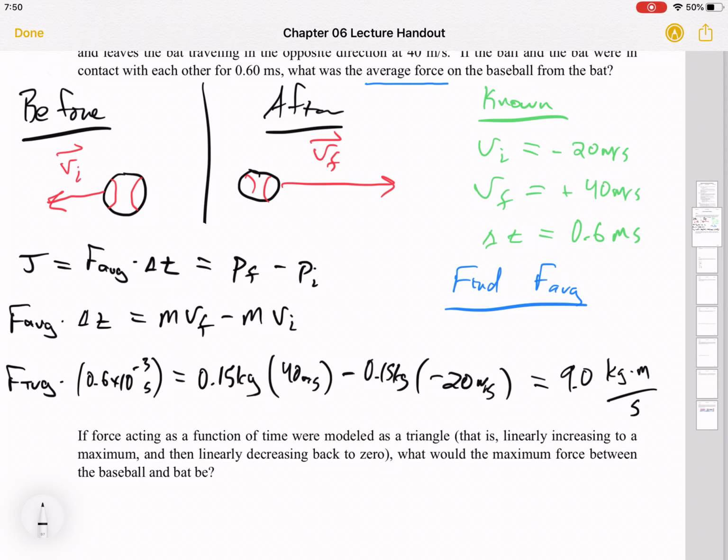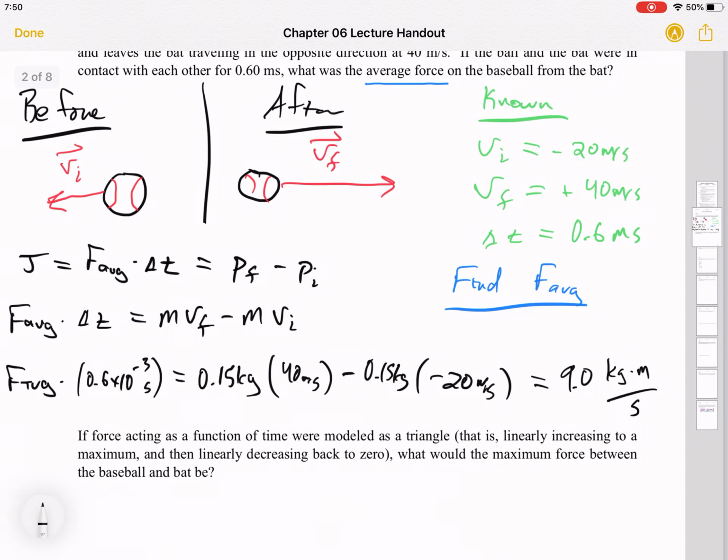Which is 1 unit for impulse. Kilogram meters per second is the unit of momentum. It's also a unit of impulse. You could also write this as a Newton second, if you see force times time.